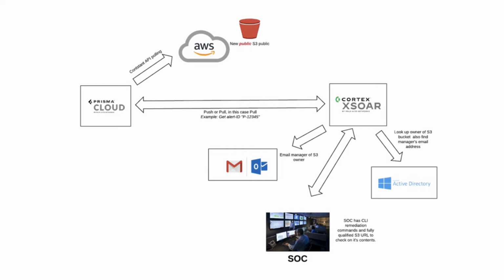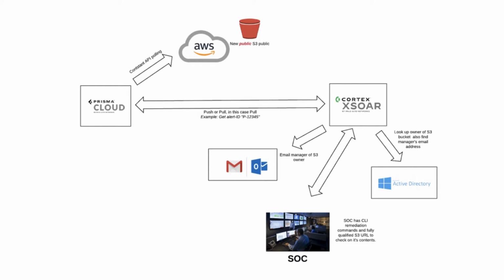Now, in this use case for this playbook, what we've done is we wanted to automatically detect a public S3 bucket. When I say detect, I mean Prisma Cloud will detect the presence of a public ACL on an S3 bucket in AWS in this case. So as you see on the left, Prisma Cloud is constantly API polling, detects that we have a new S3 bucket, and generates an alert. An alert ID would be like P-12345.